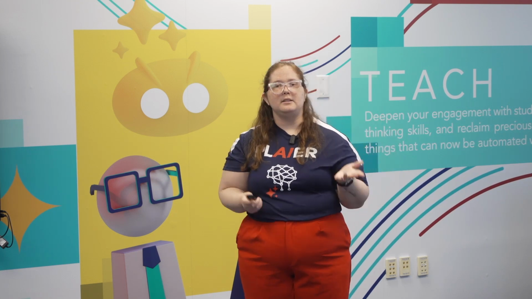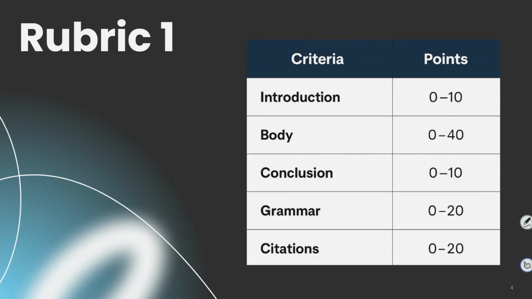Now we know why. Let's look at two different rubrics and see which one is a good rubric and which one is not so good. So this is the first rubric we're going to look at. It has different criteria: introduction, body, conclusion, grammar, and citations. So this has criteria and it has points, but there's two things I'm going to point out.